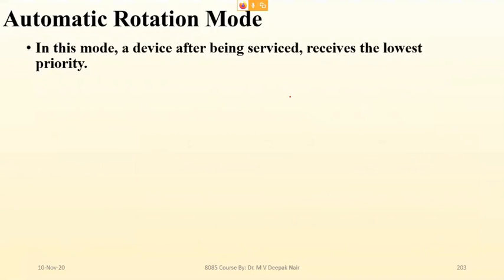Automatic rotation mode, I am not going into depth. These things can again be specified and used in OCWs and ICWs, but we are not going into that depth. In automatic rotation mode, a device being served automatically receives the lowest priority. So if IR4 is being served, that particular interrupt will automatically become the lowest priority.